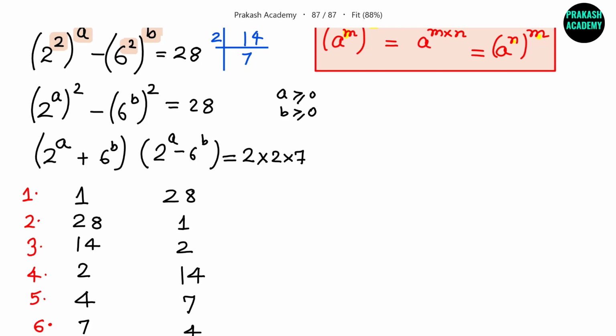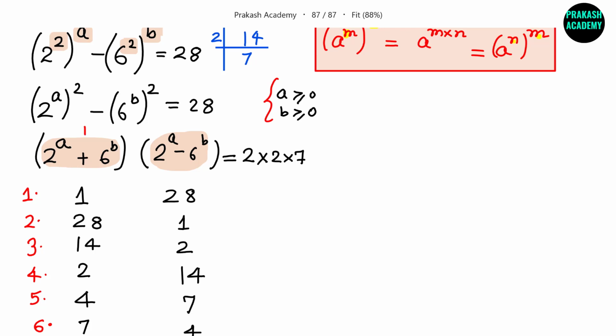Now let us observe this term. So this is 2 raised to the power a plus 6 raised to the power b, and this is negative 2 raised to the power a minus 6 raised to the power b. Now a, b are positive numbers. This means if you take the powers here, this term will always be larger than the second term. So now I have an observation.